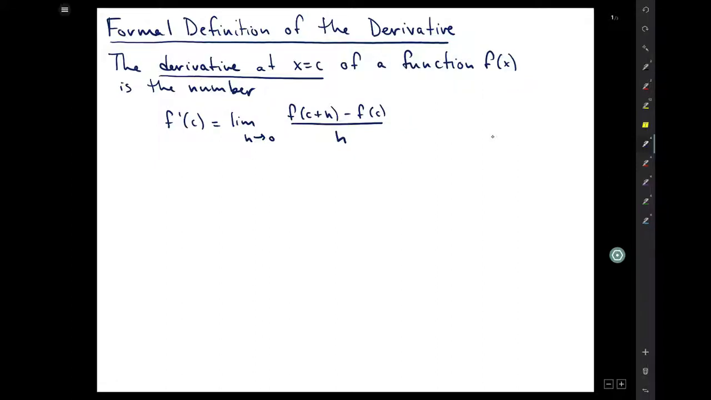Hi, this is Dr. Goldstein, and I am going to be discussing the formal definition of the derivative.